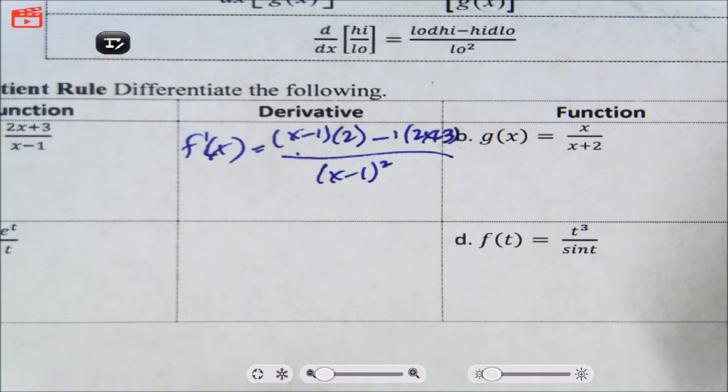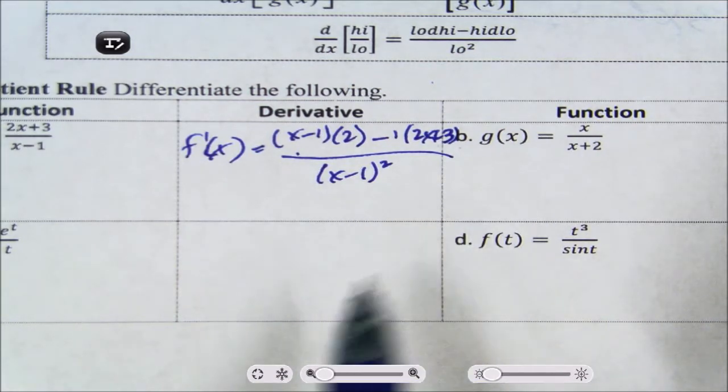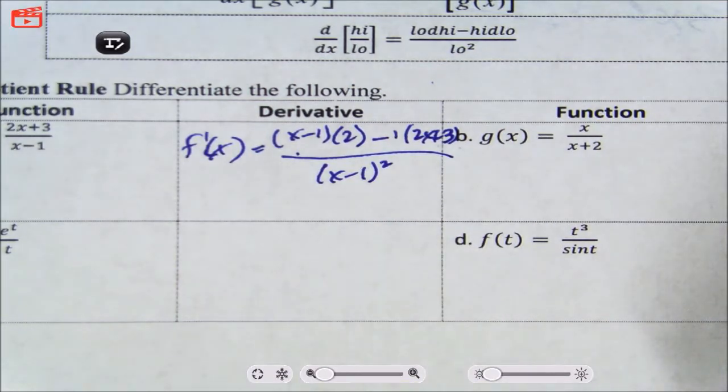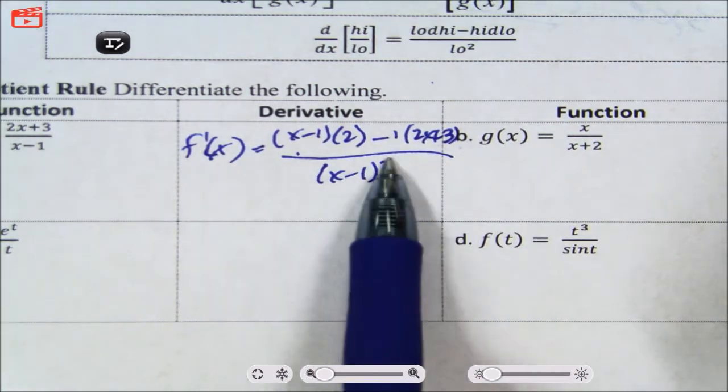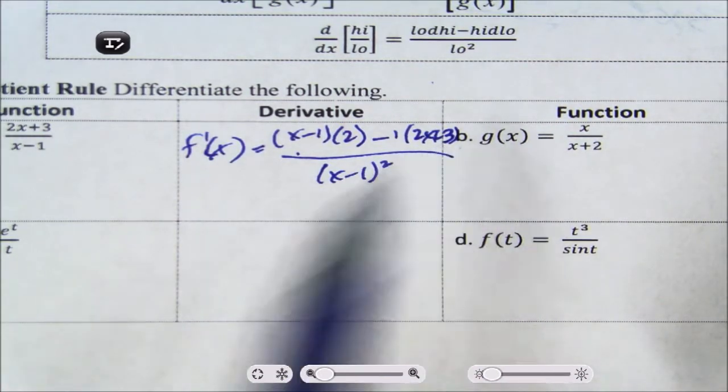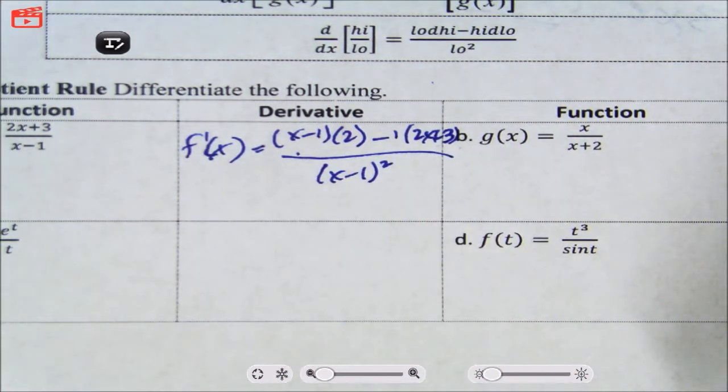Alright, ready for B? I'm leaving that alone. You want me to simplify that? No. Alright. So that's all you have to do? When all I'm asked to do is find the derivative, yes. What is the second part of the numerator? Is that minus 1? That's minus 1 times the quantity 2x plus 3.